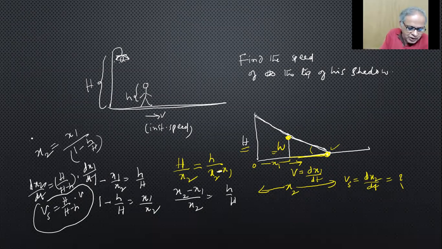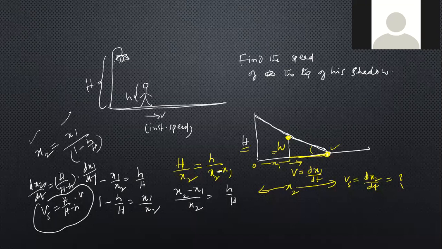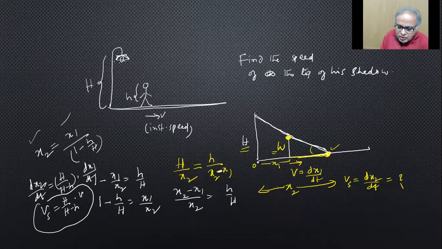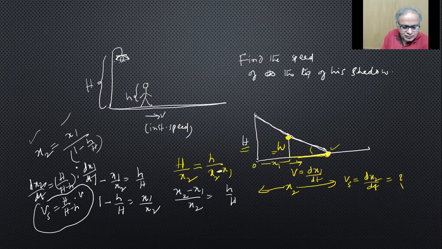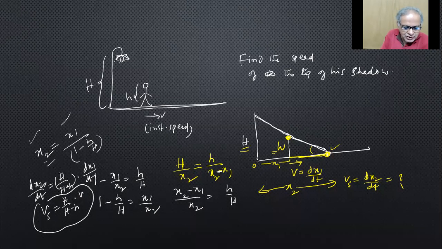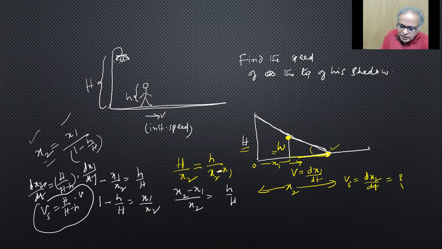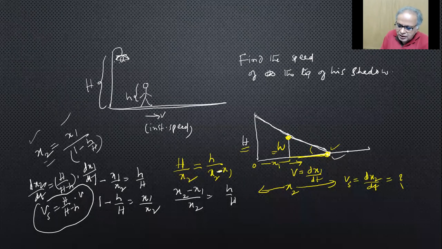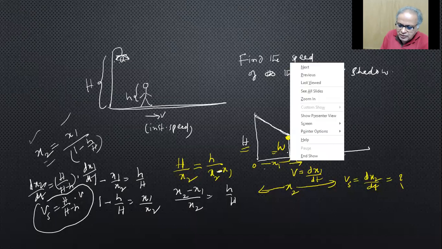I found a relation between x2 and x1. x1 is this fellow's distance from the origin here, and x2 is the shadow's distance from the origin. How do you define instantaneous velocity, the rate of change of position? V equals ds by dt. So I found a relation for x2 and x1, then took the derivative of this side and that side. This being a constant, I wrote it as a constant. So dx2 by dt is the velocity of the shadow, and dx1 by dt is the velocity of the person.